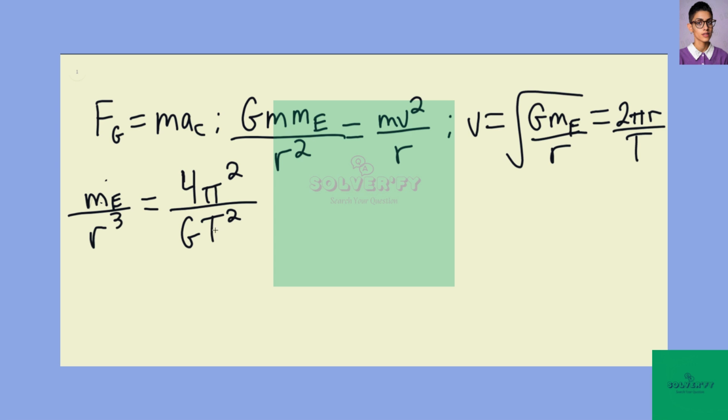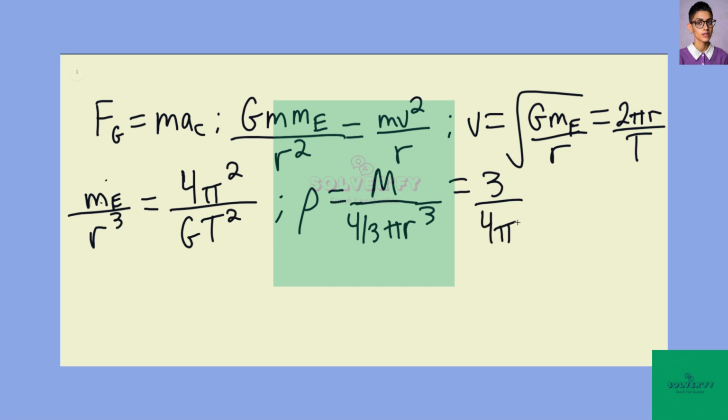GT squared. And so here we know that the density is going to be equal to the mass divided by 4 over 3 pi r cubed, given that we're modeling the Earth as a perfect sphere. And we can say that this is going to equal 3 over 4 pi times 4 pi squared over GT squared. So essentially we're plugging in for this M over r cubed function. So this term right here is being substituted in with this.